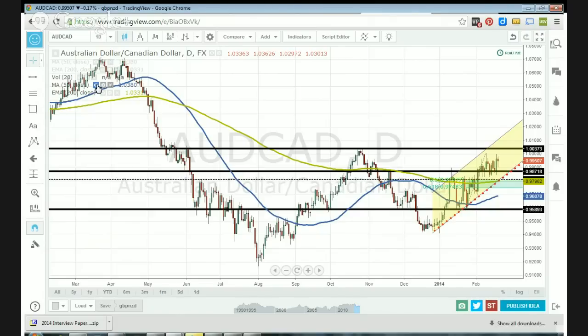Of course, the approach I'm using on this daily review is almost entirely technical. Sometimes I'll mention some fundamental things like I have with the yen.